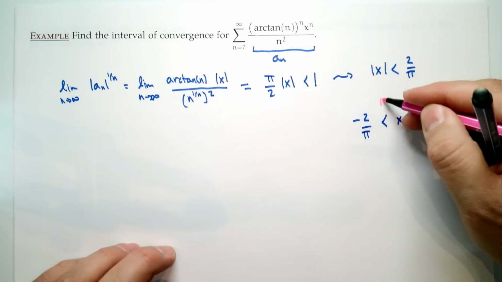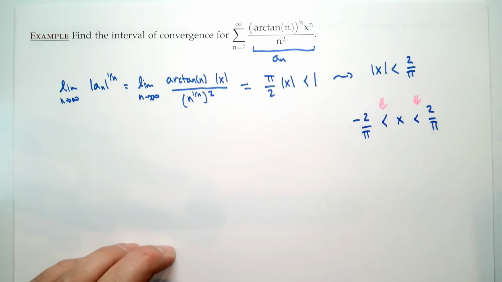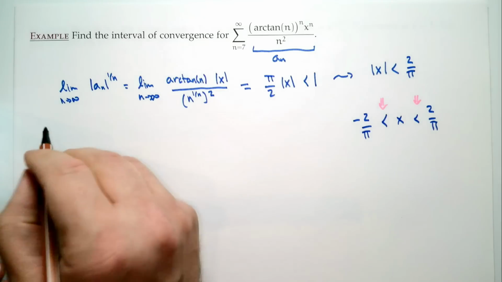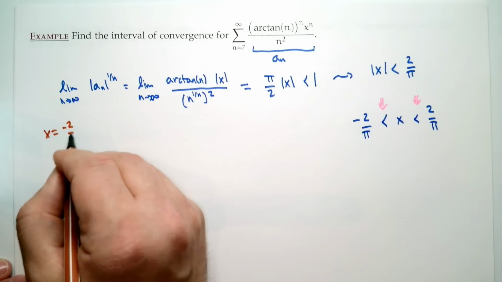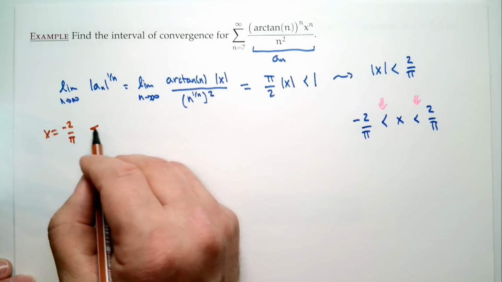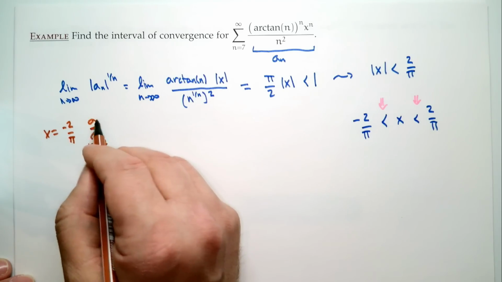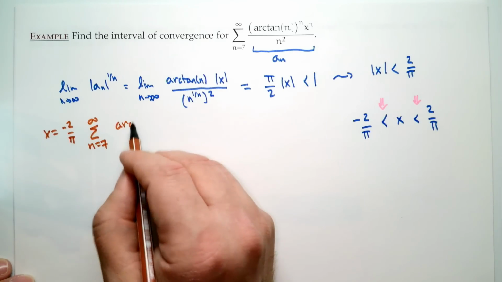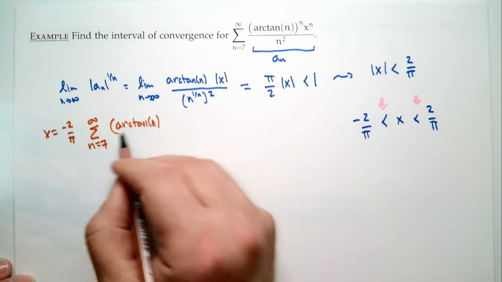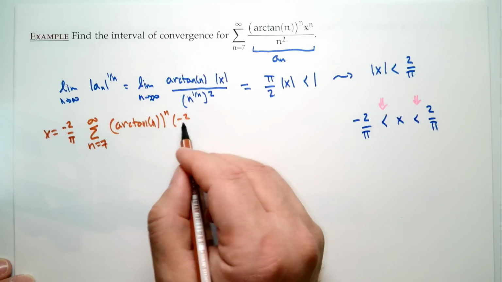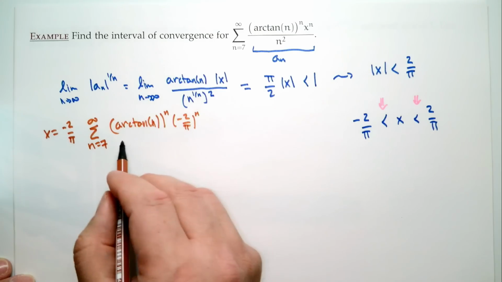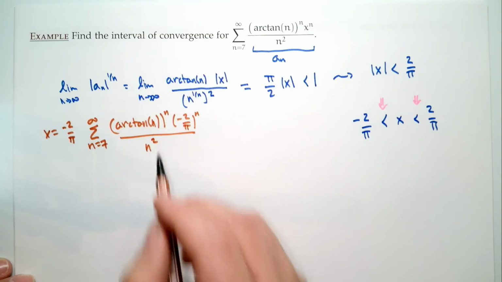So the question is, should these be less than signs or should they be less than or equal to signs? And there's 2 of these, so we have to go through and do them both. So let's go ahead and see if we can figure this out. All right. So let's plug in x equals negative 2 over pi. So I have the summation n equals 7 to infinity of arctangent of n to the n times negative 2 over pi to the n over n squared.